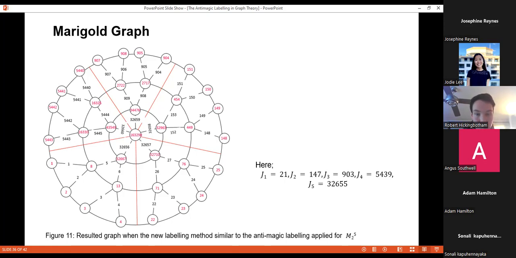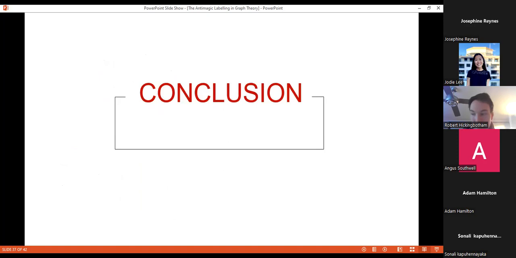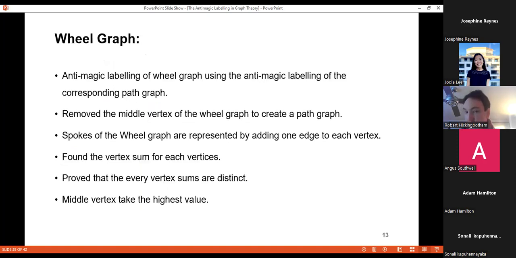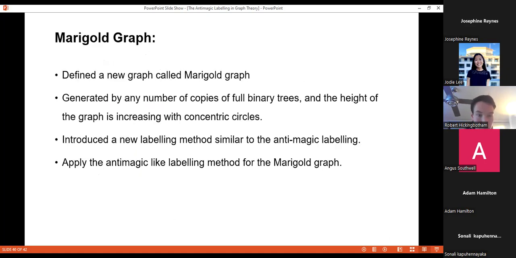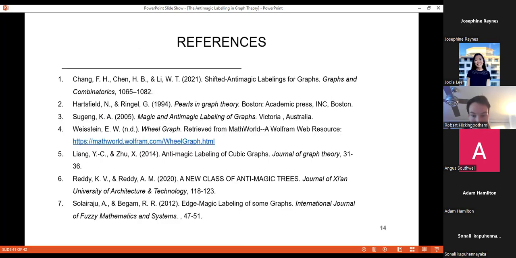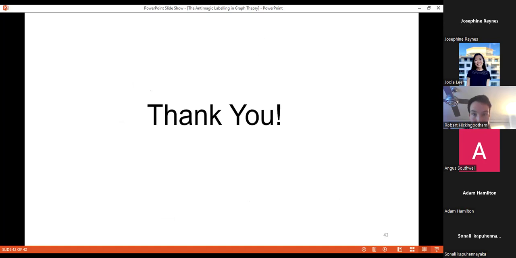Finally, we conclude the results that we have obtained. For the wheel graph, we use the anti-magic labeling method of the path graph, and then we proved that the vertex sums are pairwise distinct. We can also conclude that the middle vertex of the wheel graph takes the highest vertex value. Using that, we proved that the pendant graphs are also anti-magic by the contradiction method. Finally, we define a new graph called the marigold graph, and then we apply the anti-magic-like labeling method for the marigold graph using the anti-magic labeling concept of full binary trees. And finally, these are my references. Thank you.